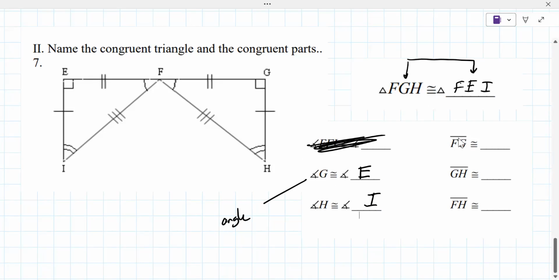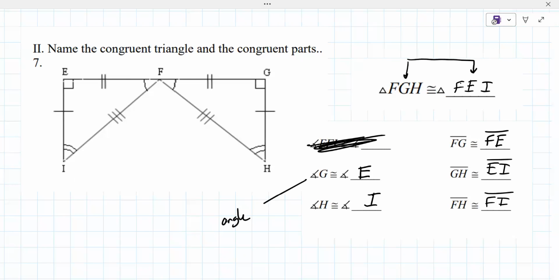You could do it just on the example chart. Like FG, it's the first two letters, F then G. I know it goes with FE, segment FE, but you get that also from the picture here. F to E. So there's a couple of ways to do it. G to H, E to I. And last one, F to H, F to I. Good.